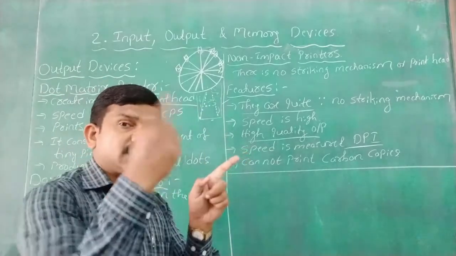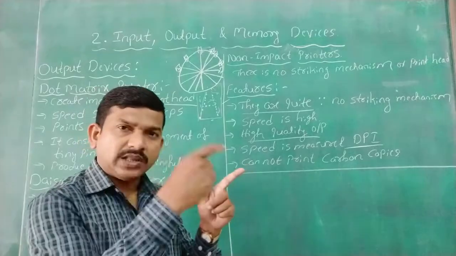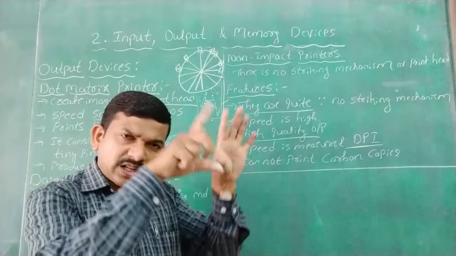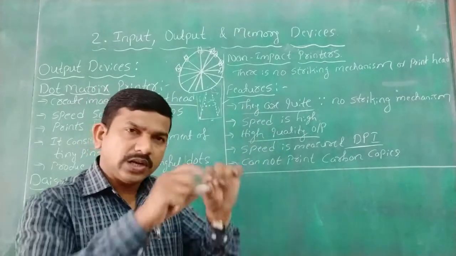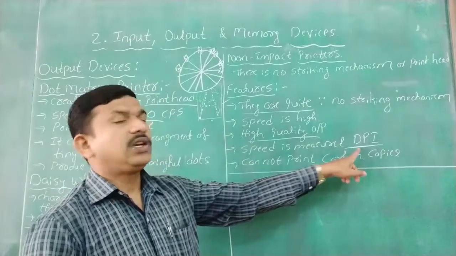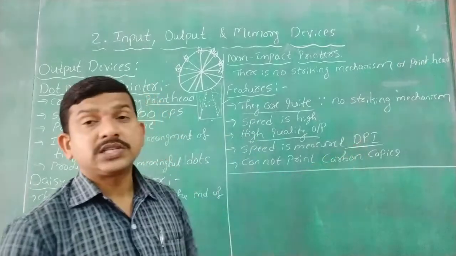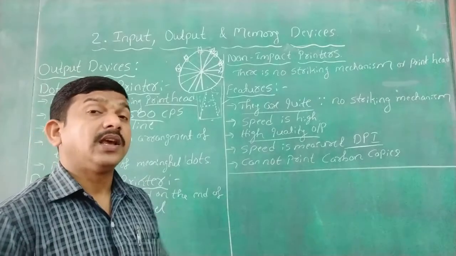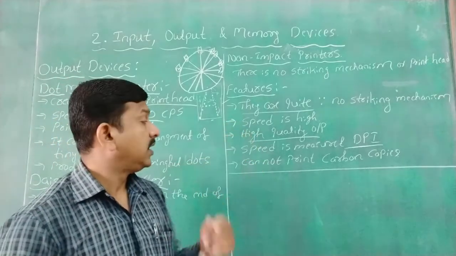In 1 inch, just how many dots it produces. So when there are so many dots, then only the images will be produced, then only the text will be produced. That's why DPI means dots per inch, the total number of dots it will produce.